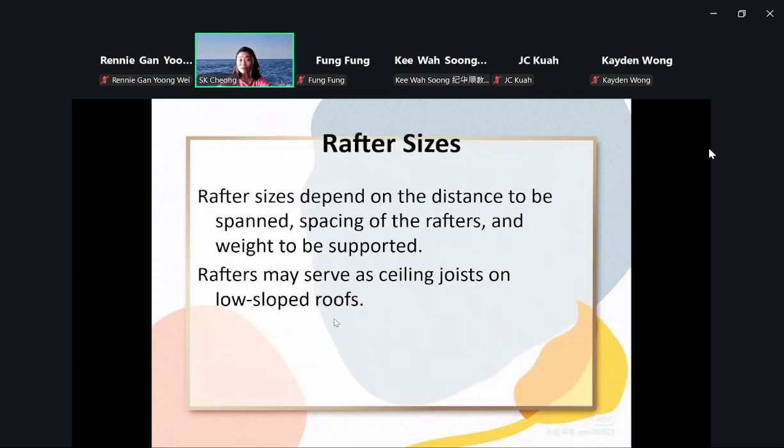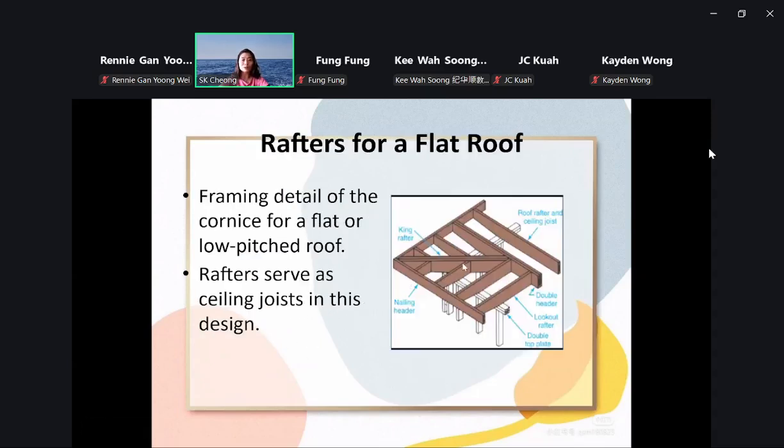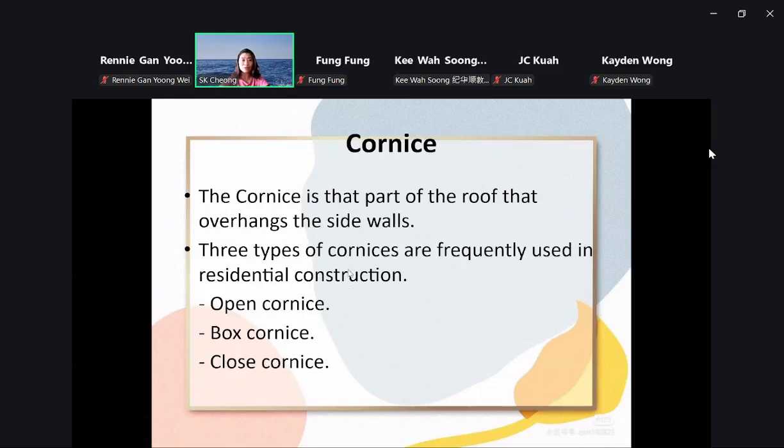Rafter sizes. As we can imagine, like the size of the columns depends on the size of the building, what kind of building, right? So the size of the rafter depends on the distance of the span, the spacing of the rafters, and the weight to be supported. Rafters serve as the ceiling joist.